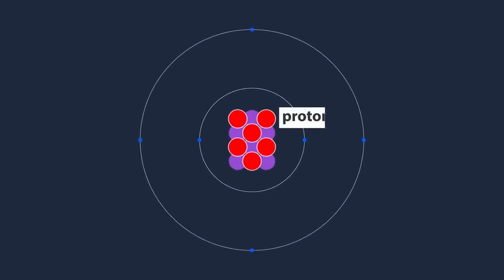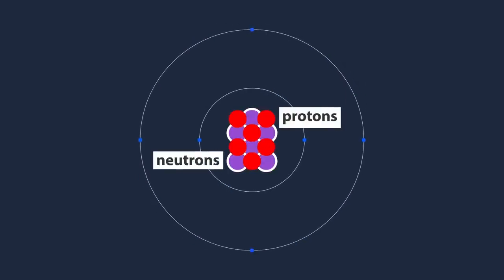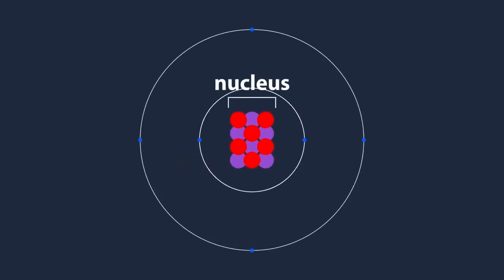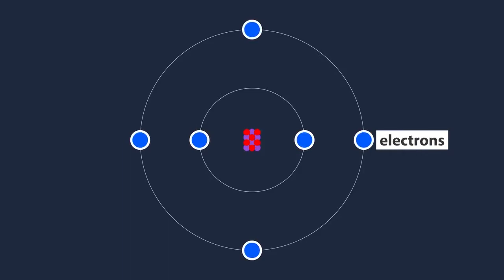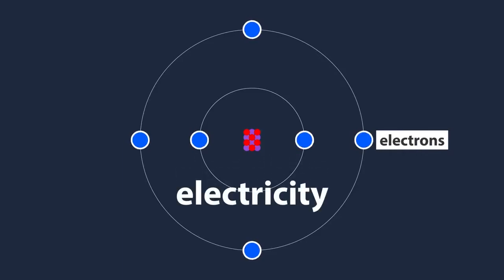Atoms consist of protons and neutrons. These form the nucleus of the atom. Orbiting the nucleus are the electrons. It's these electrons that are responsible for electricity, hence the name.